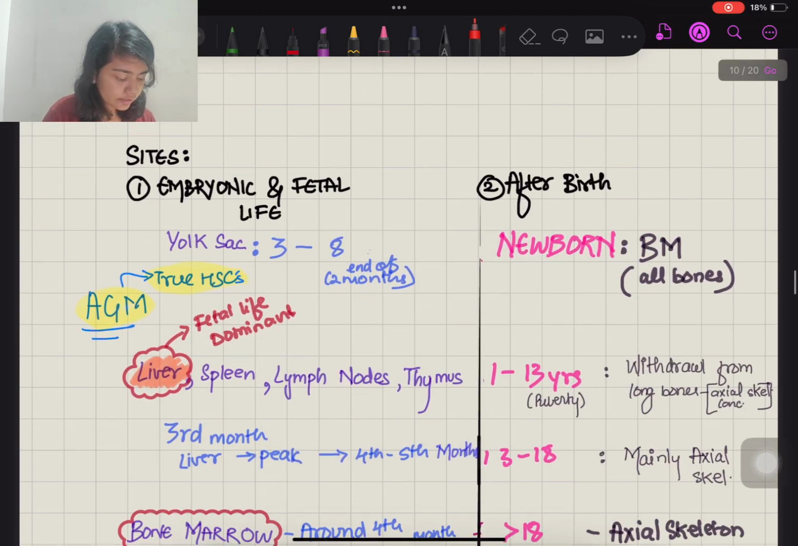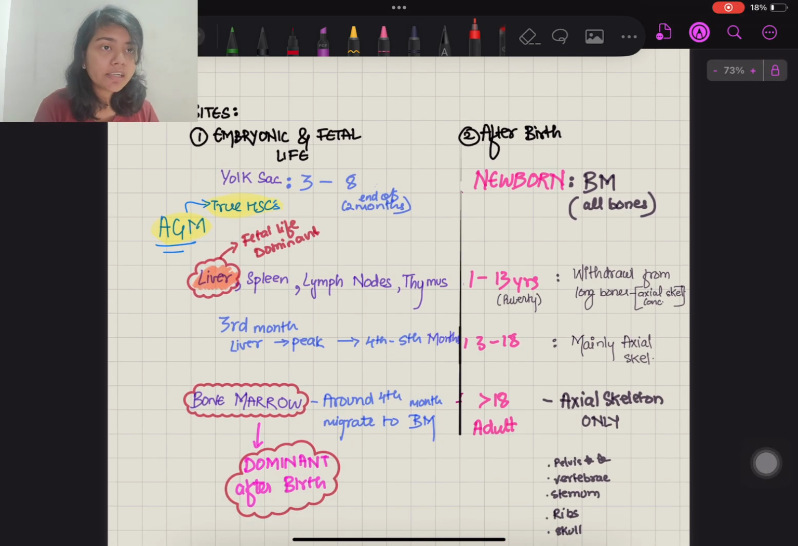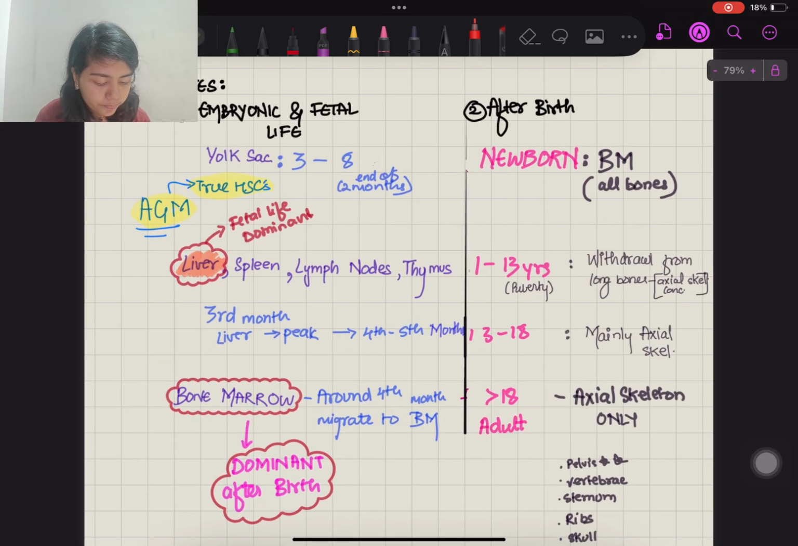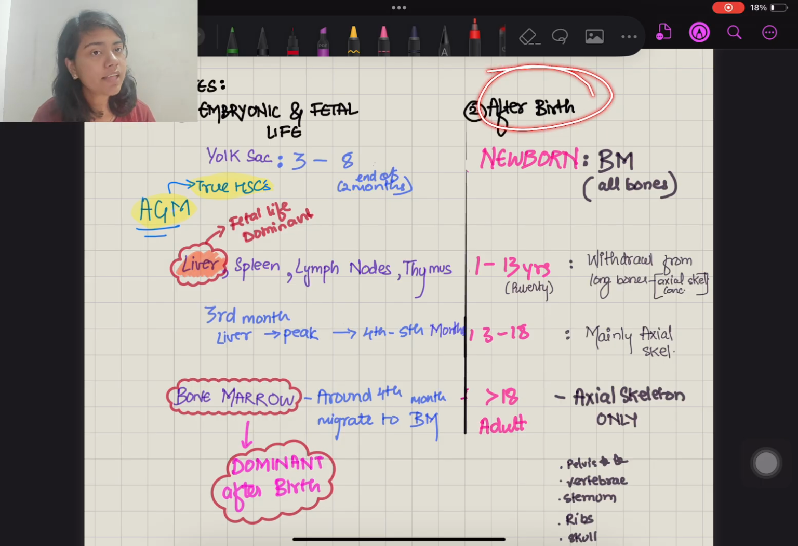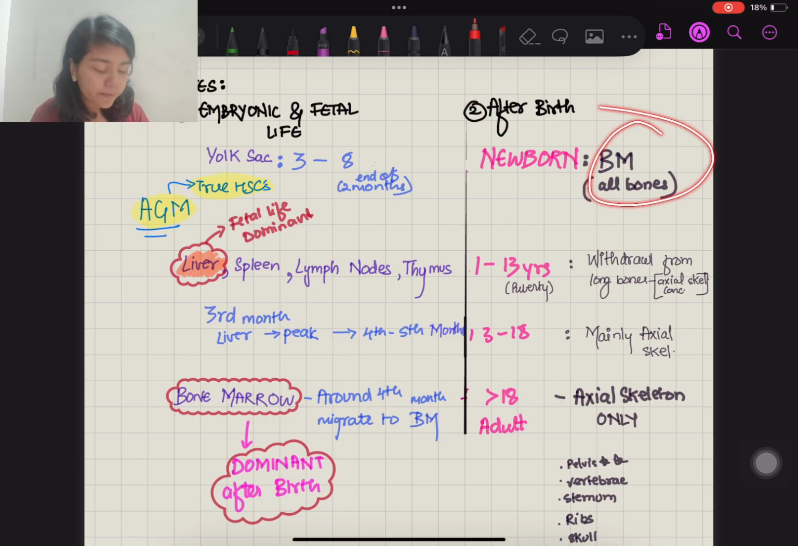Now I want you to pay attention to the sites where hematopoiesis will occur. So when does hematopoiesis begin? It will begin right from your fetal life, when you're inside the womb. I'll be covering many things in the sites of hematopoiesis, but the main takeaway is that in embryonic and fetal life the major site of hematopoiesis is going to be your liver, and after birth the major site of hematopoiesis is going to be your bone marrow. So that is the main takeaway.